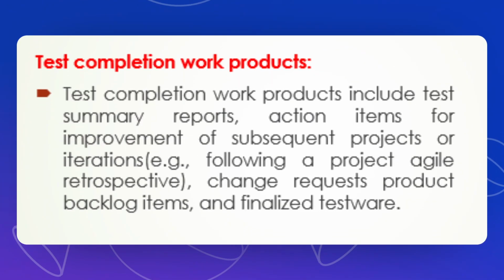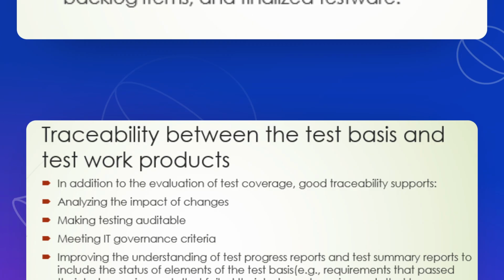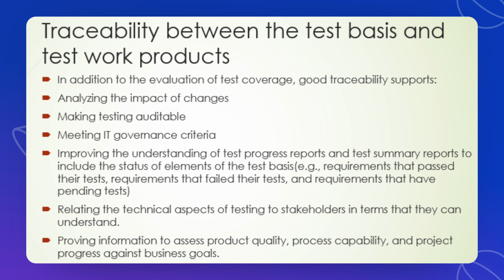So in the test completion work product, this is our last phase. In this phase, we prepare the summary report and action items for improvement of subsequent projects or iterations. In this case, we may have blocked items, finalized testware, pass, fail, all those things written in this report. So, lastly, let me discuss traceability between test basis and test work products.